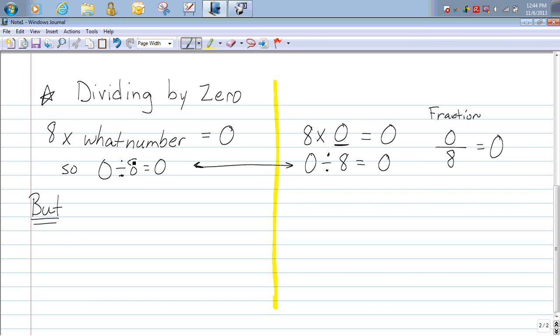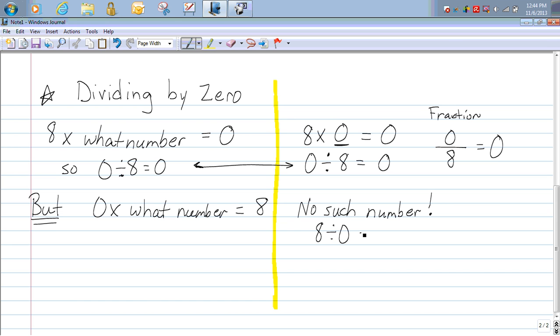But it's different when you put the 0 in the other space. You cannot use 0 as a divisor. So let's think about it this way. 0 times what number equals 8? Okay. There's no such number that I can multiply 0 times to get 8. It doesn't exist. So 8 divided by 0 is considered undefined. It is not a mathematical statement that makes any sense at all.